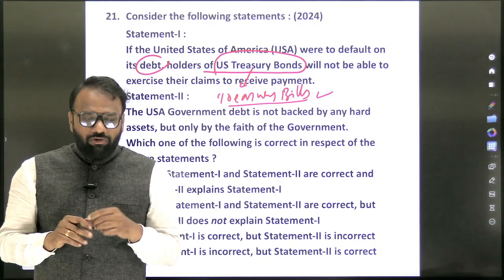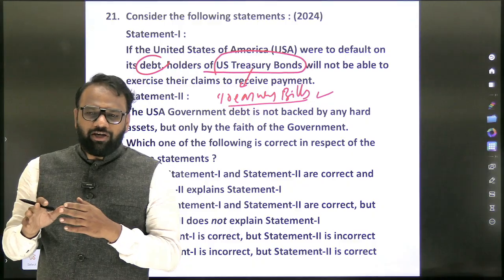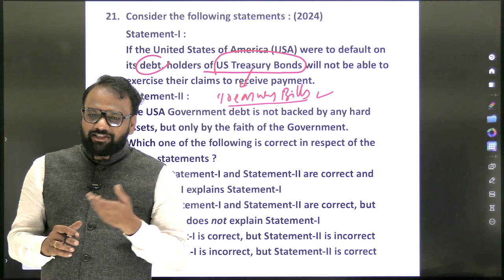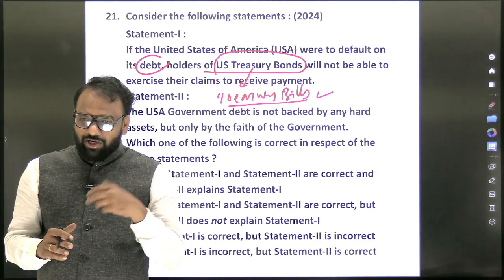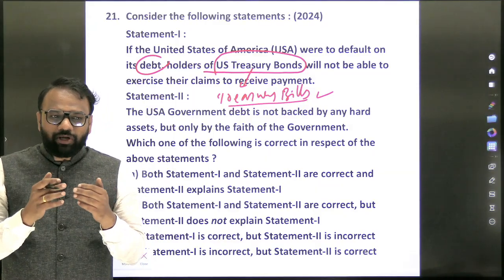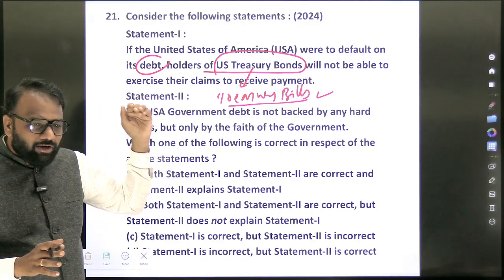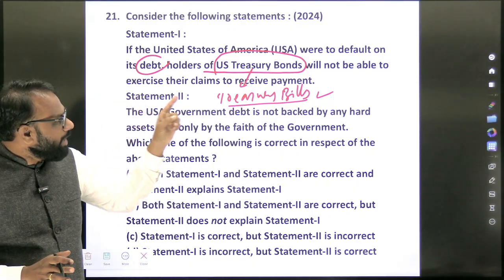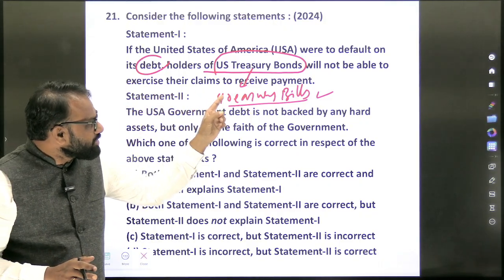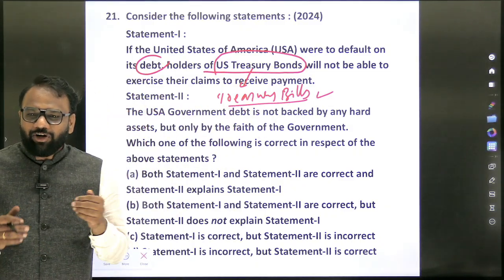Now see, when you take a loan from the bank, there is something which has been pledged. You will pledge your property or some jewelry. So if you are unable to repay the loan, what happens? The bank will seize your assets. Similarly here, can you go and seize the assets of the government if the government fails to repay the amount of the treasury bill? No. So if I remove the United States and insert India: if India were to default on its debt, holders of Indian treasury bills will not be able to exercise their claims to receive payment. We cannot go and file a case.